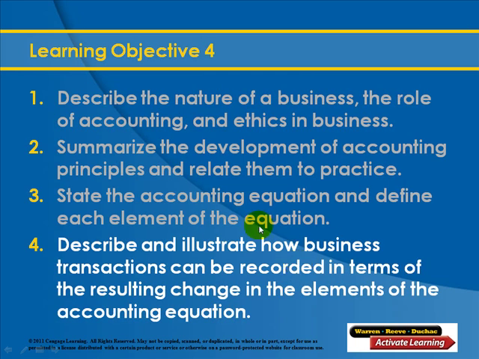Now we're going to talk about how business transactions can be recorded in terms of the resulting change in the elements of the accounting equation. This is really like a prelude to Chapter 2. All I'm really doing here is explaining what happens in each transaction in the different accounts, to help you start thinking about what these transactions mean and how they're actually going to be recorded later on in a journal.